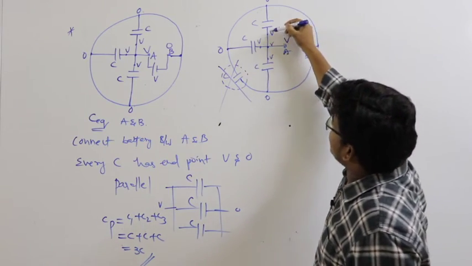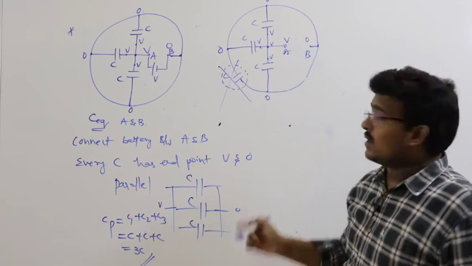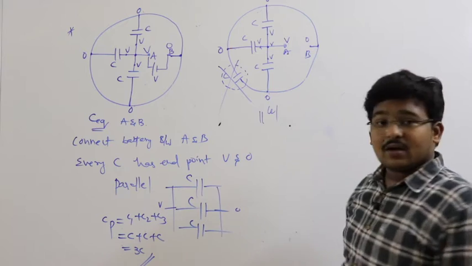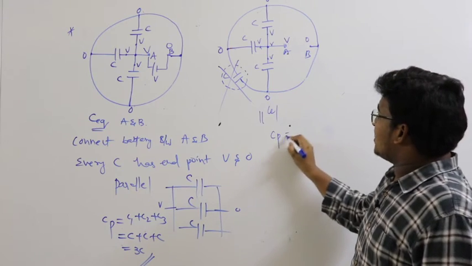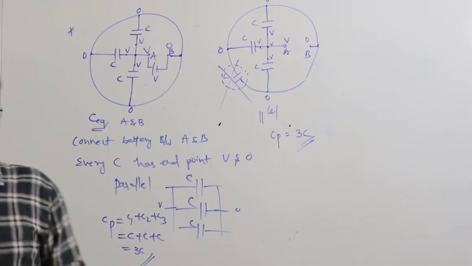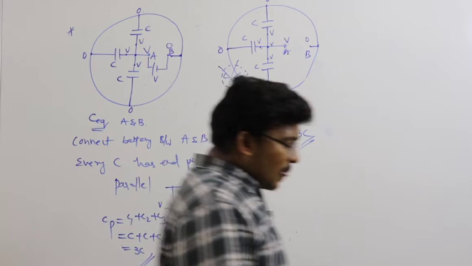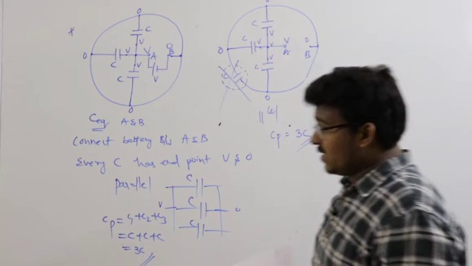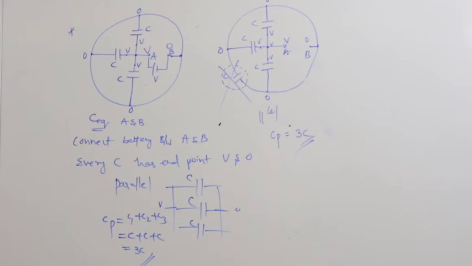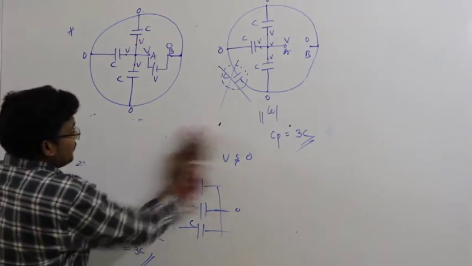Now we will see the remaining. For each capacitor, this is V, this is 0. So again they are in parallel. Now use the formula Cp is equal to 3 times C. You will get the same answer again. So here what I am doing is identifying the end points. We will see one more thing. The same type of question here with a little difference.